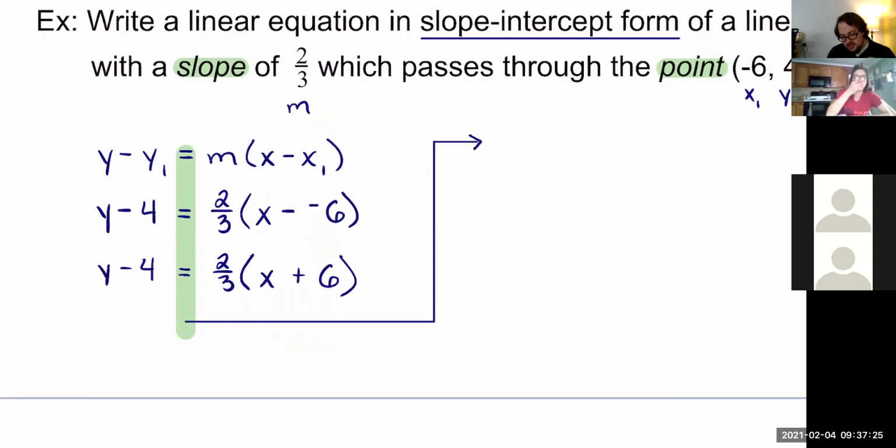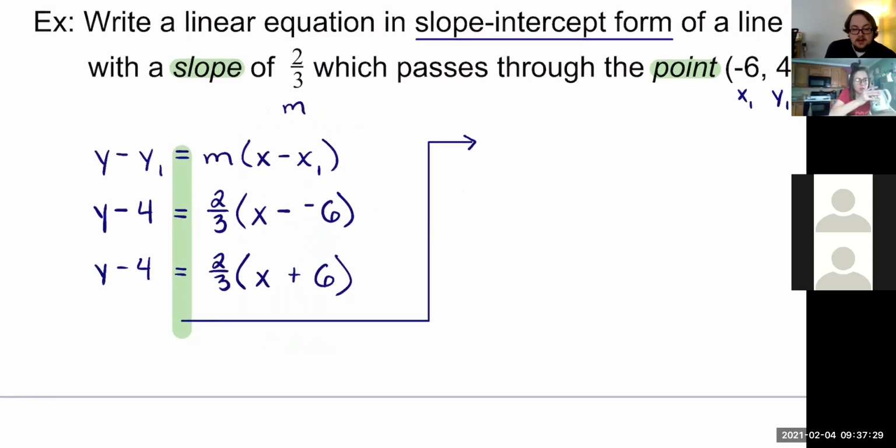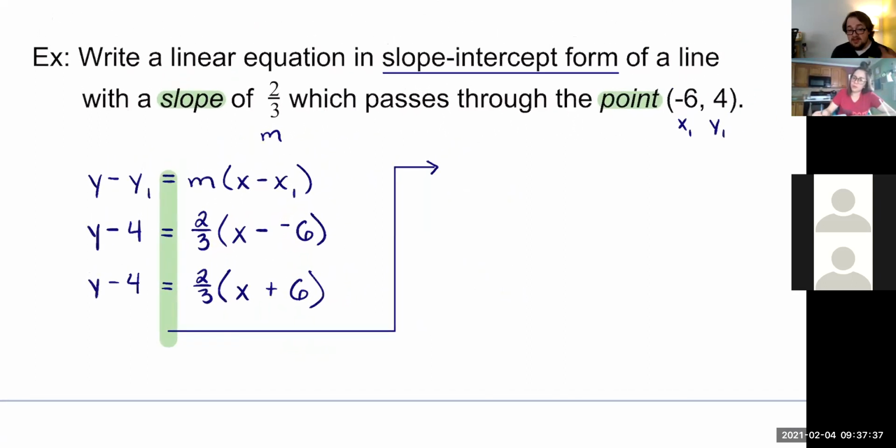So when we make our next adjustment, I'll write it up here in just a second. But the good news so far is we have technically written the equation for the line that's been described to us. This is, in fact, the exact equation for a line that has a slope of 2/3 and goes through the point (-6, 4). If I put it into a fancy graphing calculator, it would give me exactly that line. But I haven't followed all the instructions.